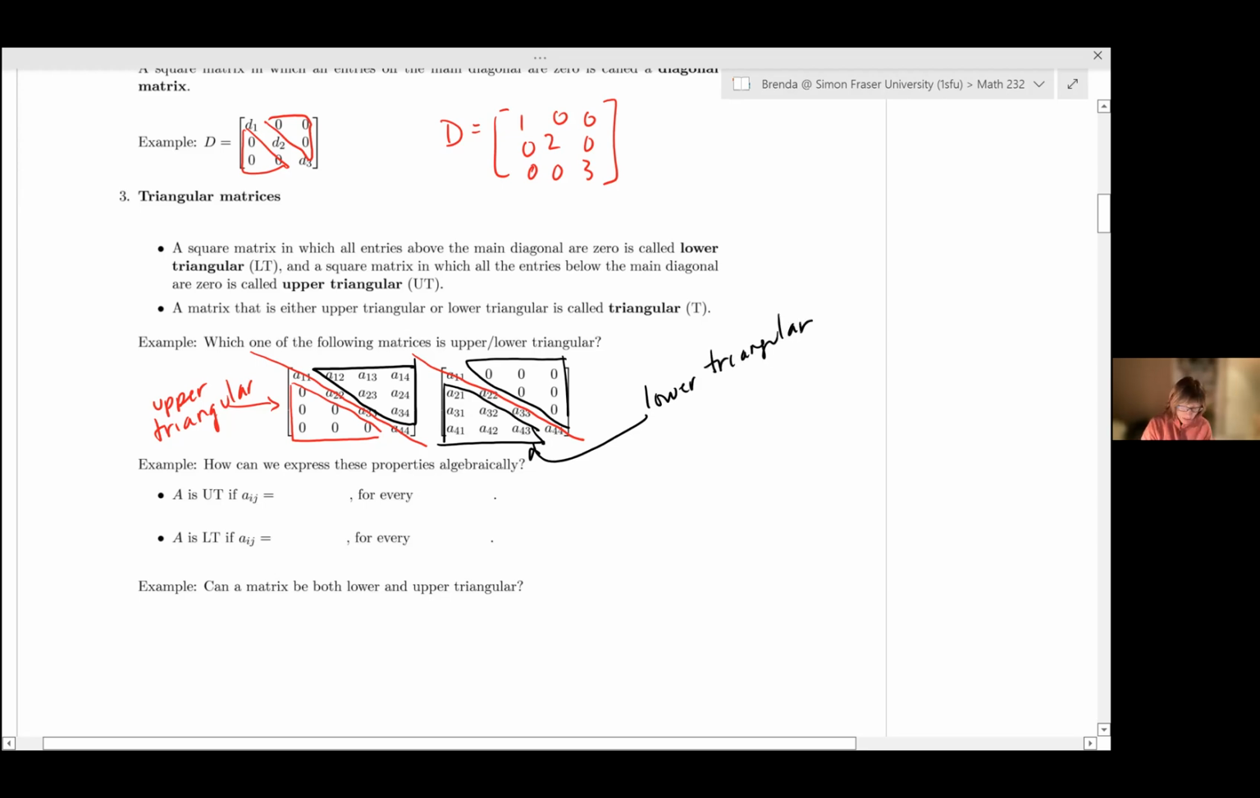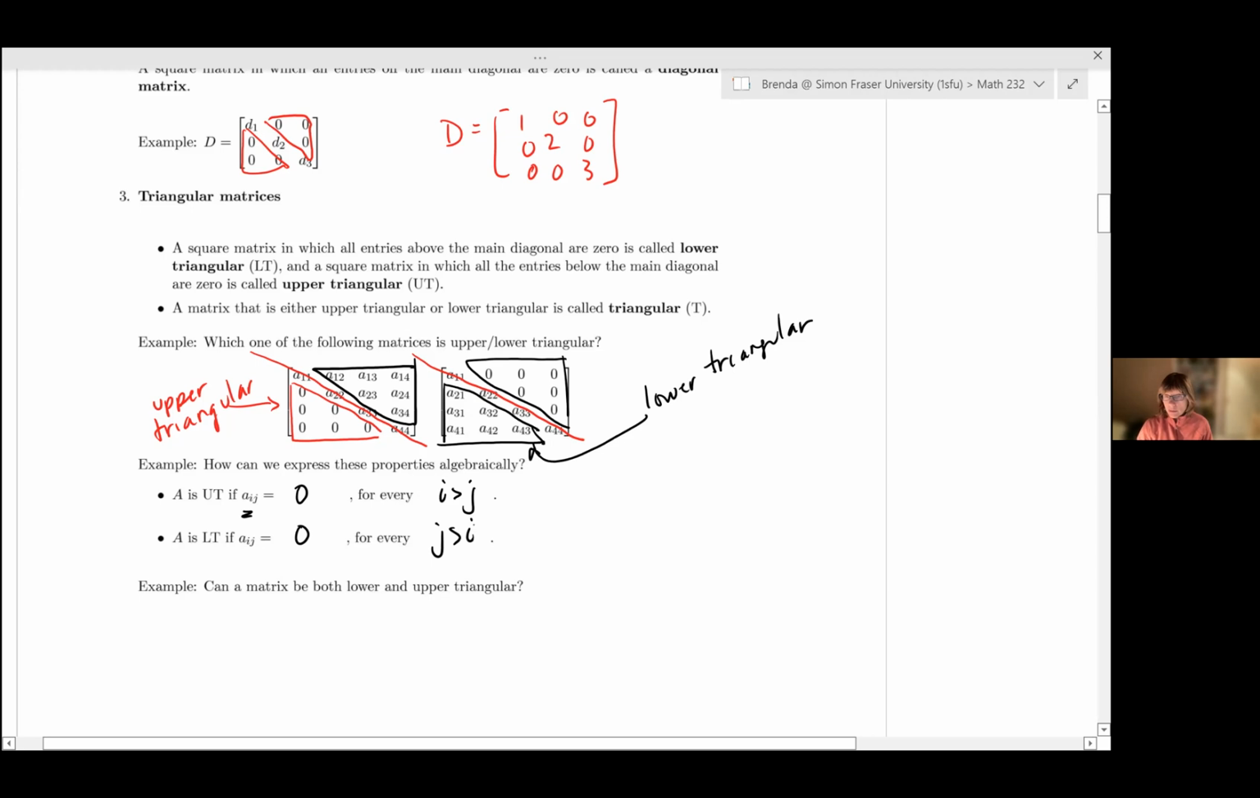Okay, we can specify that with our element entry by saying A is upper triangular if all the entries A sub I, J are 0 for every I greater than J. And it's lower triangular if A sub I, J is 0 for every J greater than I.